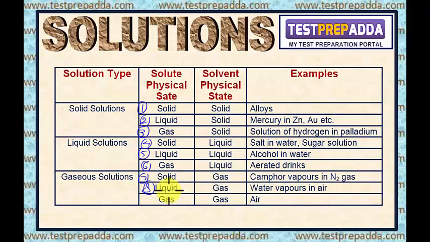Eighth, solute is in liquid state, solvent is in gaseous state. Example, water vapors in air. Ninth, gas in gas, means solute is in gaseous form, solvent is also in gaseous form. Example, air. My point is clear. So these are different types of solutions possible. Dear students, in the next video lecture, I will talk about the concentration of the solution, and I will talk about different ways to express concentration.